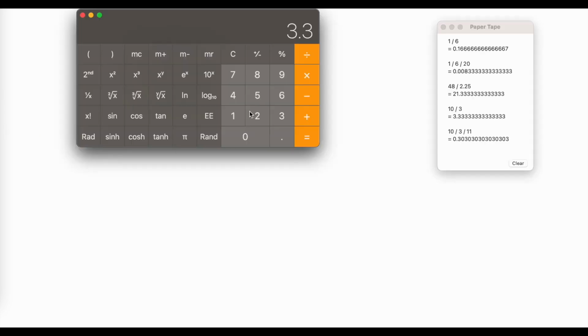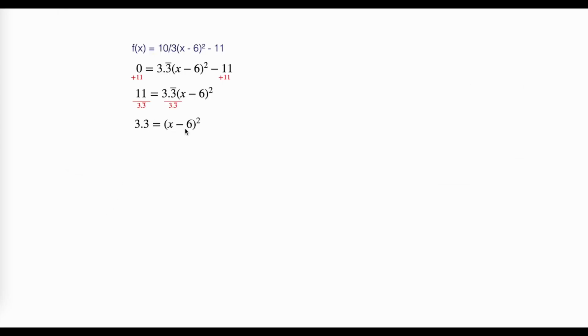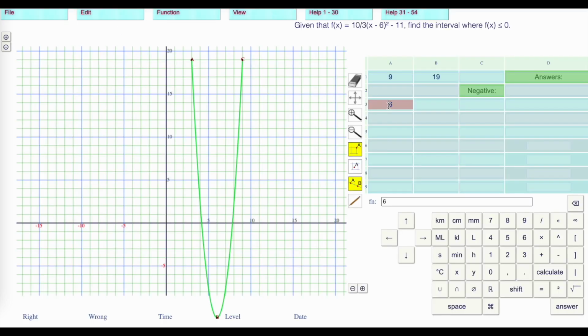When I do, we have 11 divided by 3.3 repeating gives us 3.3. 3.3 is equal to x minus 6 all squared. I want to get rid of this squared, so I'm going to take the square root of both sides. That gives me plus or minus the square root of 3.3. Then to get rid of the negative 6, I'm going to add 6 to both sides. That gives me 6 plus or minus root 3.3. 6 minus the square root of 3.3 gives us 4.1834. That makes sense. Then fill that down and change the minus square root to plus square root.